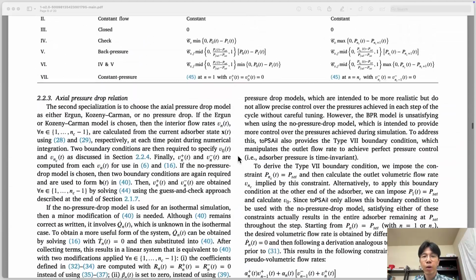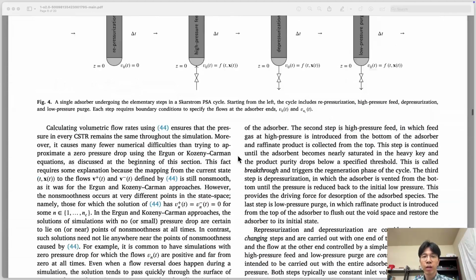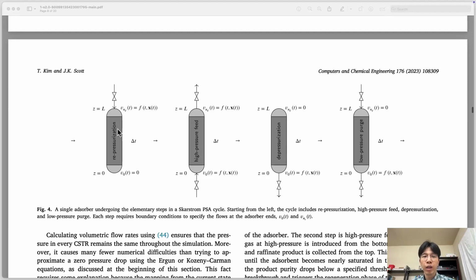One thing that's nice about this simulation is that when we think about the cycle, as long as we provide the initial conditions for the very first step, the final condition of a given step will become the initial condition for the next subsequent step and so forth. So we just have to provide the initial condition for the very first step.